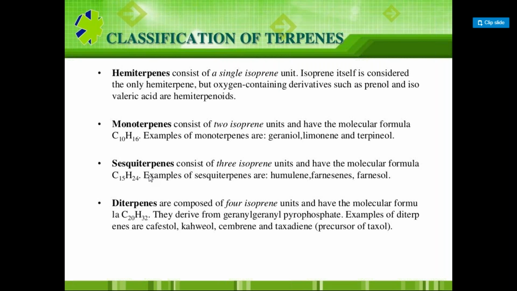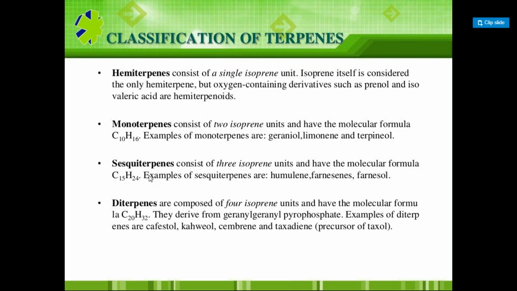Next, sesquiterpene. It is made up of 3 isoprene units, so its molecular formula is C15H24. What are the examples of sesquiterpene? Humulene, farnesene, and farnesol.